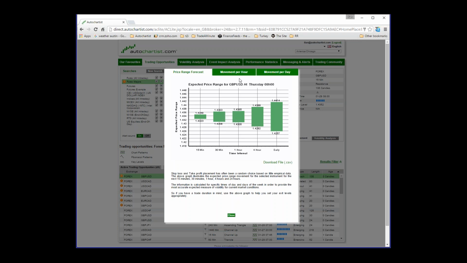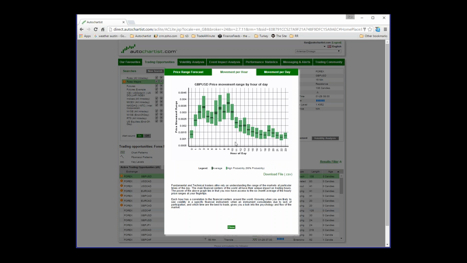And let me show you what I mean. My Autochartist is set to America Chicago time, because I'm in US Central. And what I'm showing you now is another graph which shows the volatility of pound dollar for every hour of the day. You can see quite clearly, and let me highlight that with a pen, that the most volatile times of day are between 2 a.m. my time, US Central time, and 10 a.m. US Central time, with peaks over here and over here, which happen to be the open of London and the open of New York.